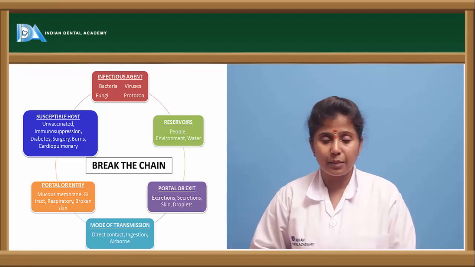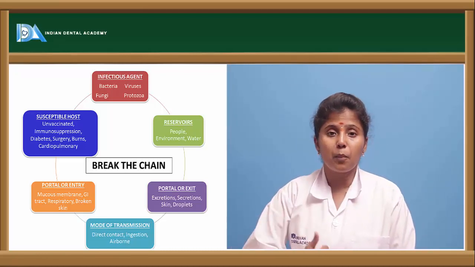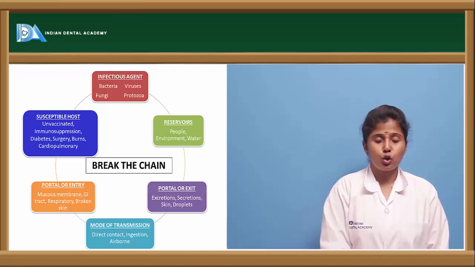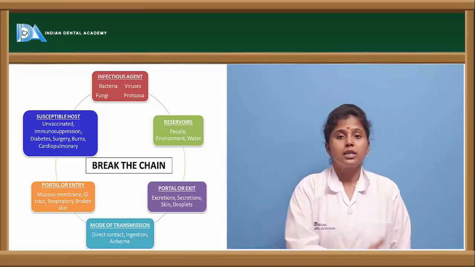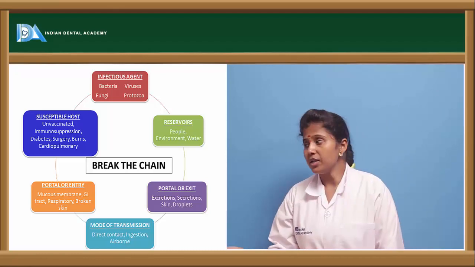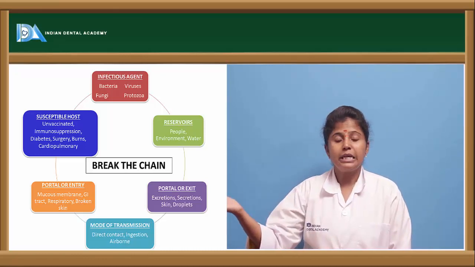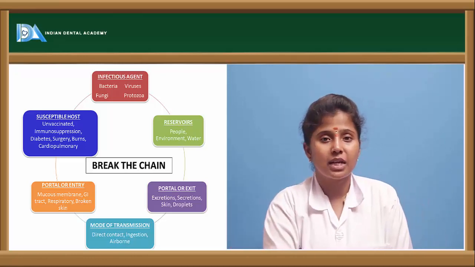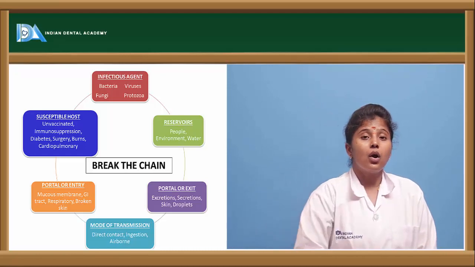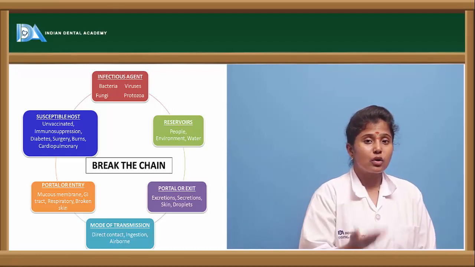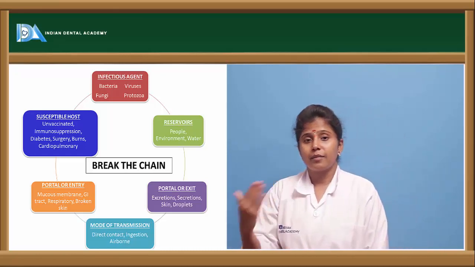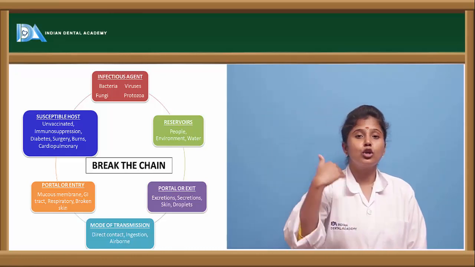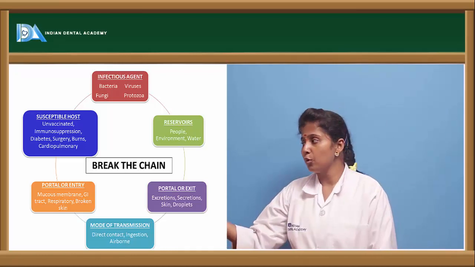And from there they have a portal of exit. For example, take one person carrying the microorganism in him. From him the portal of exit is through excretion, secretion, skin, as well as droplets. Through all these sources the microorganism will come out of that person, and enter into the other person through various modes of transmission, like direct contact with the healthy person, or if the person sneezes or coughs, through the air droplets the infectious agent can enter into the healthy person.